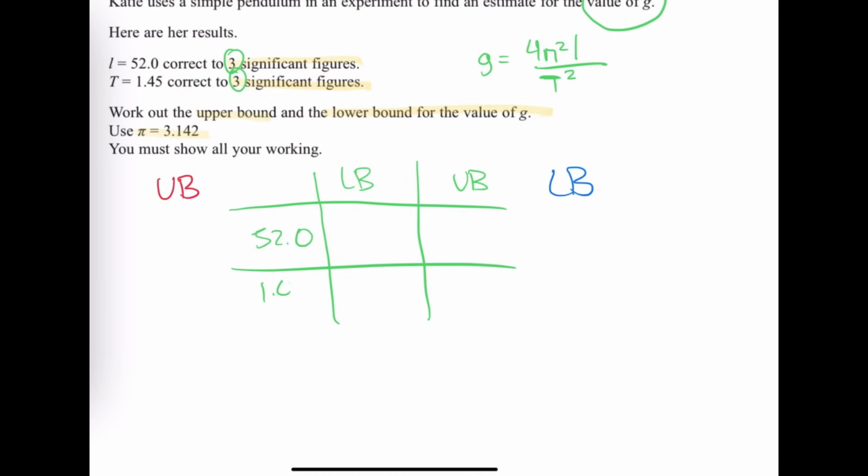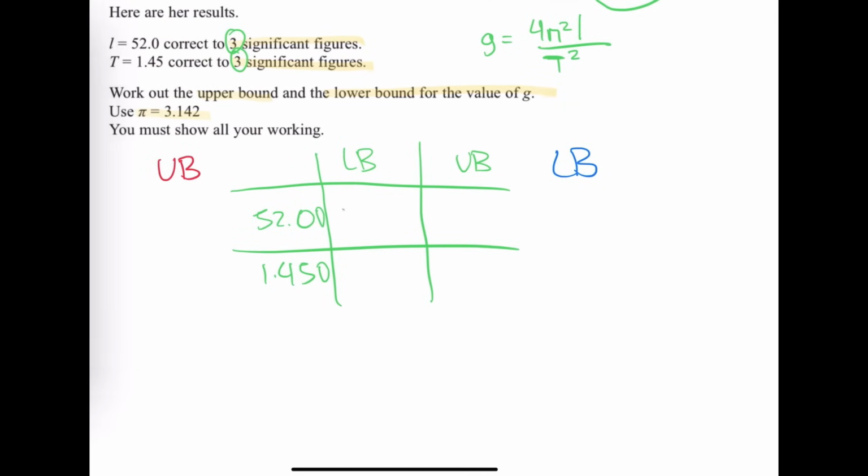So this is correct to 3 significant figures, so we're going to be playing with this imaginary one over here. We're going to see that the lower bound for 52 is 51.95. This is because of 0.05, since it is to 3 significant figures. And the upper bound is 52.05. And for 1.45, it's 1.445 and 1.455. And that is it.